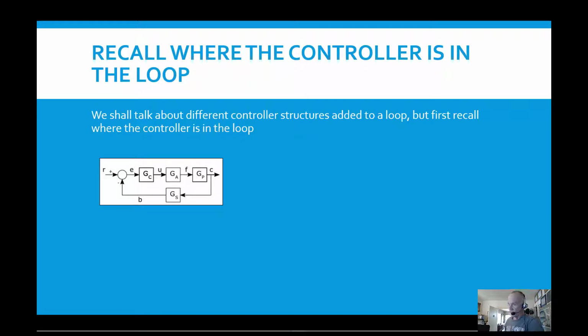Now, before we get into this and start talking about the effect of the I component and the D component on the loop, it's worthwhile to remember where the controller is in the loop. And GC in this picture of a basic loop structure is our controller. And we will be talking about that explicitly later on in the video. We can simplify this, though.